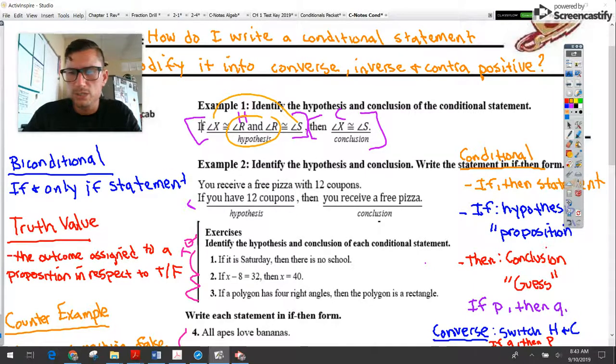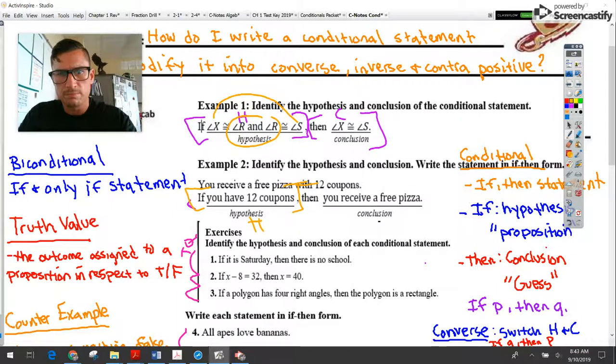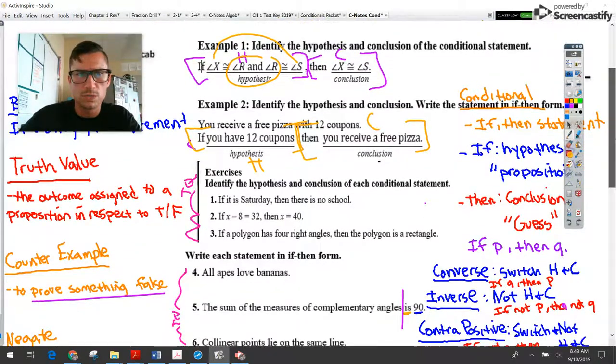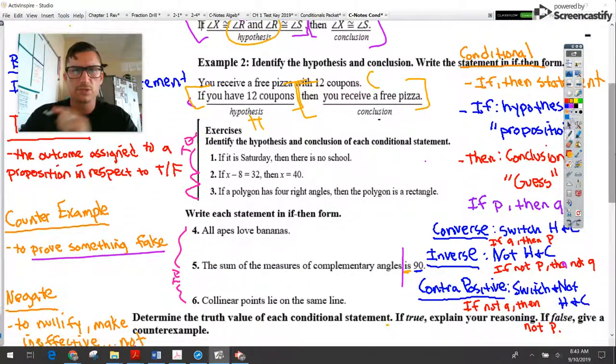Just another one, so not as mathy there. So if you have 12 coupons, then you receive a free pizza. So you'll notice that we bracket out the hypothesis, the proposition here, then you receive a free pizza would be our conclusion. So it's really easy to catch on about identifying the H and C. You'll probably have to do that in some sort of quiz and test.